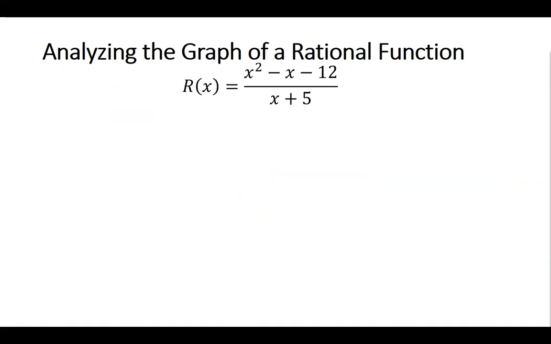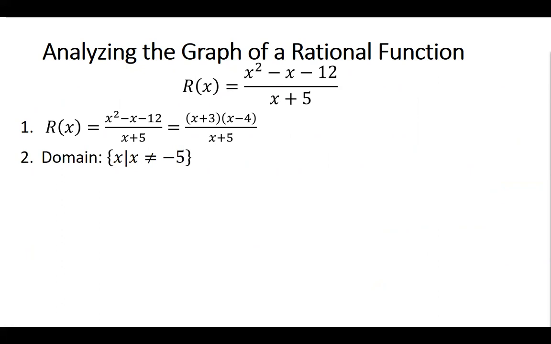So let's analyze the graph of a rational function. If we have R of x is equal to x squared minus x minus 12 over x plus 5, first thing I'm going to do is factor the numerator and the denominator so I can get my zeros. I see that I've got x plus 3 and x minus 4 in the numerator and x plus 5 in the denominator. If x plus 5 is in my denominator, I can't allow x to be equal to negative 5. So we have our domain as x such that x is not equal to negative 5.